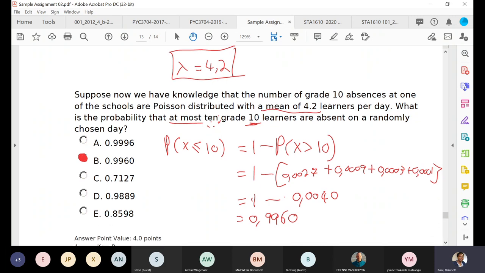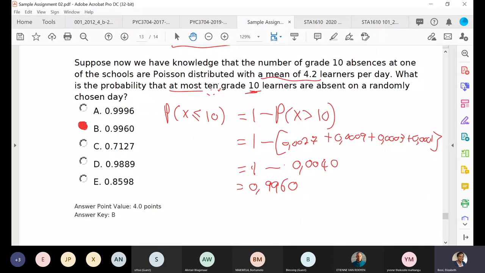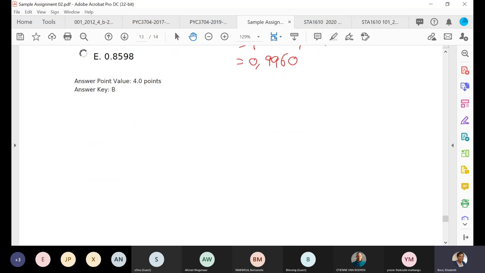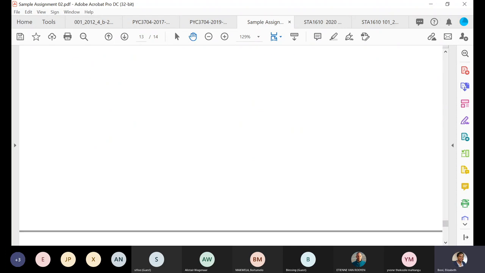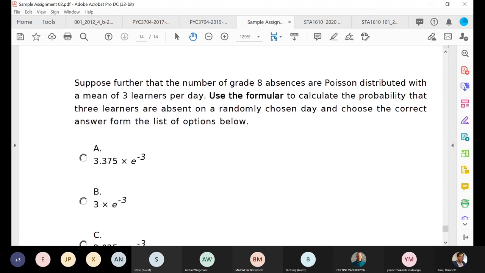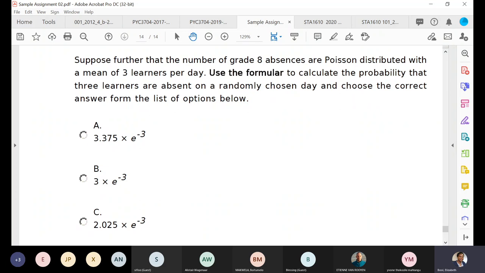Okay, which is B. Okay, the last question, then we are done. Suppose that the number of grade 8 absences follows a Poisson and the mean is 3. So now our lambda is 3. Use the formula. Now here is the tricky part.